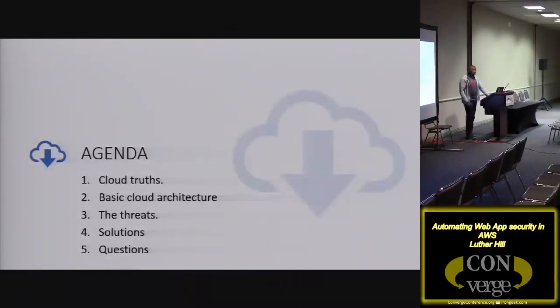So this is the basic agenda. A couple things we're going to cover: first off, we're going to talk about three basic cloud truths. This is true as far as it relates to the cloud. We're going to cover the basic cloud architecture we're going to be setting up today, so you can kind of see what all of the rules and whatnot will look like. We're going to talk about the threats and how we're going to stop those threats with solutions, and at the end I'll take some basic questions.